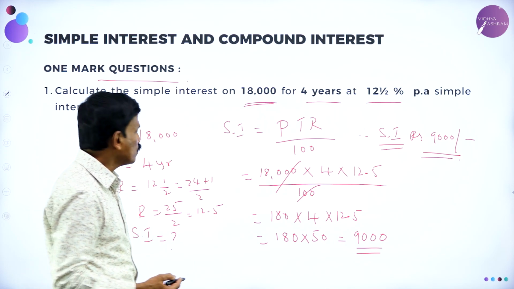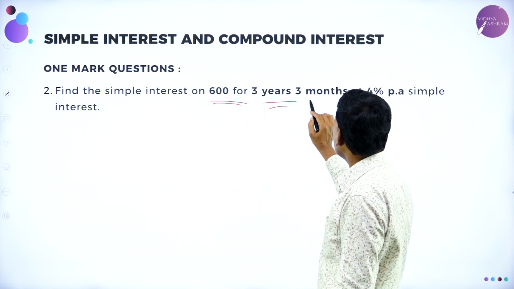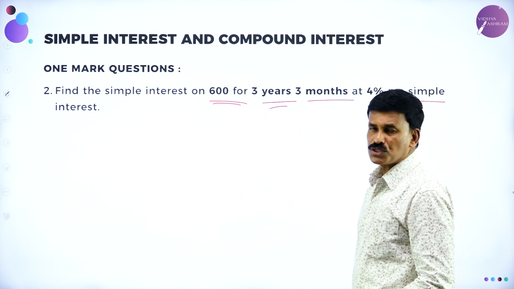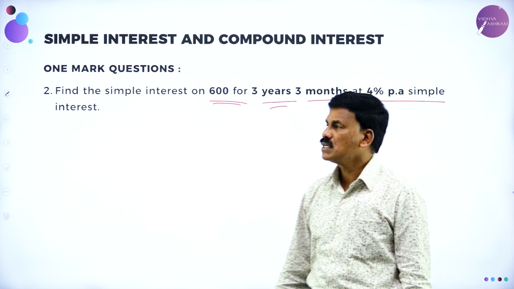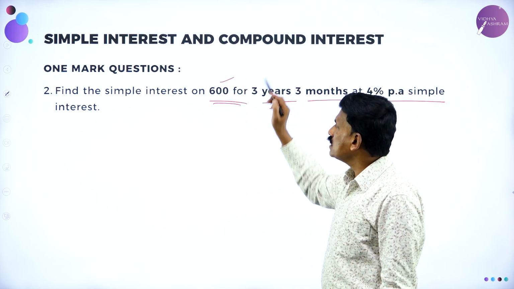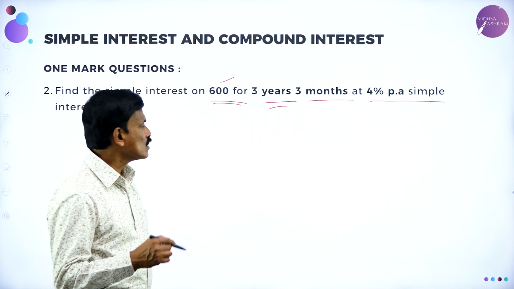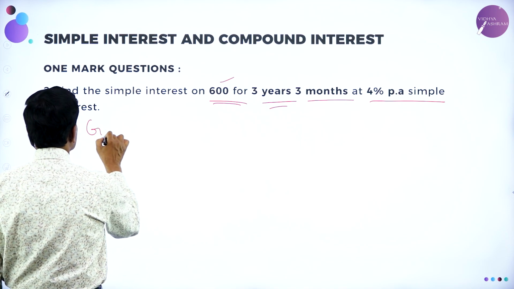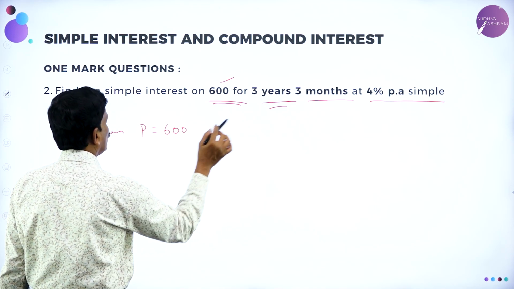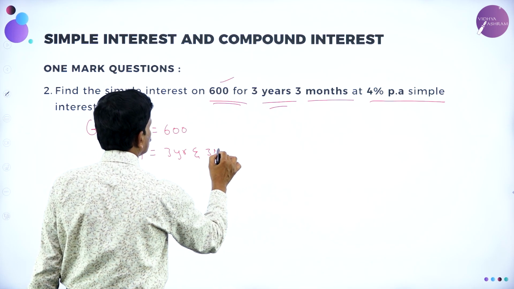Now, let us come to the next problem. Find the simple interest on 6,000 for 3 years and 3 months at 4% per annum. So, we have to calculate the simple interest for this. What is given here? 3 years and 3 months are given, the principal is 6,000, and the rate of interest is 4%. Just substitute the given quantities. Given the principal P is equal to 6,000, and time is equal to 3 years and 3 months.